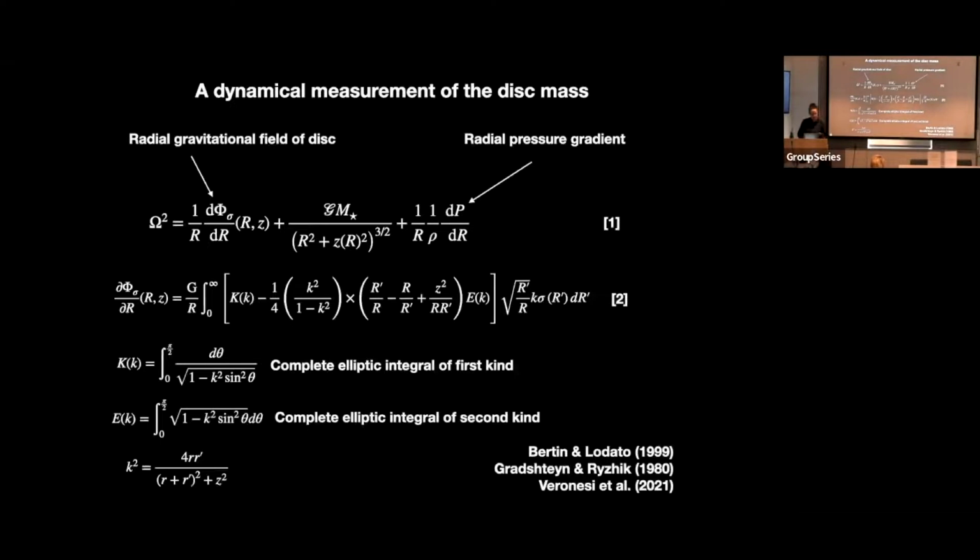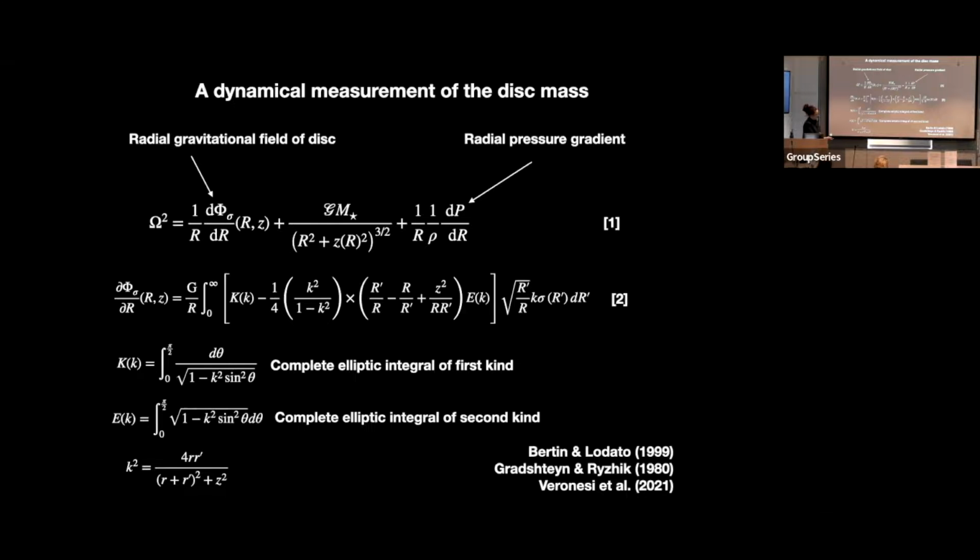So for a cool, slowly accreting disk, you're required for centrifugal balance that equation 1 be true. So you basically have your normal Keplerian expression, your radial gravitational field of the disk, which in a massive disk is important, okay? And then also the radial pressure gradient as well. This is difficult to solve, but it can be solved analytically. In fact, it was solved back in 1999 by Burton and Lodato.